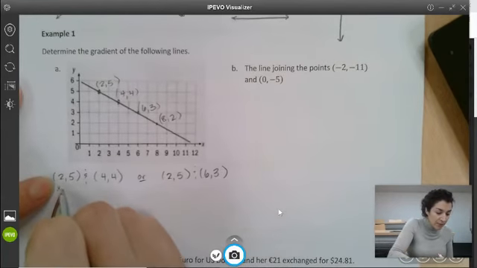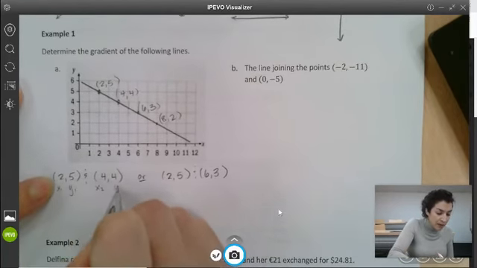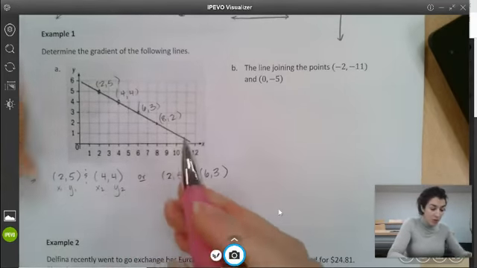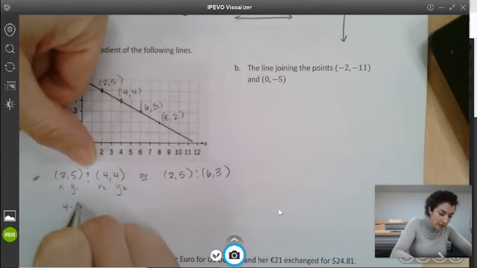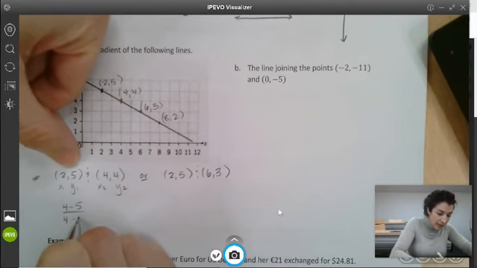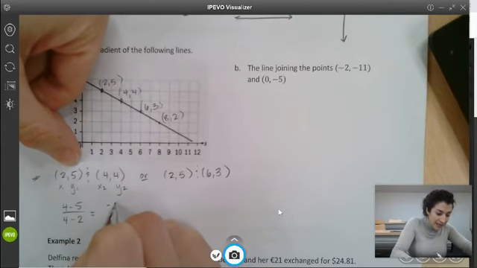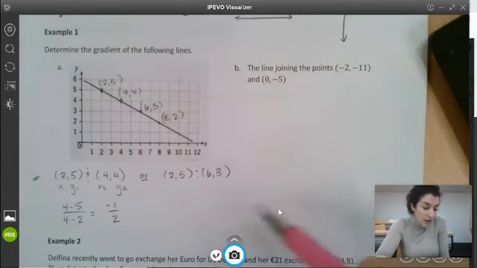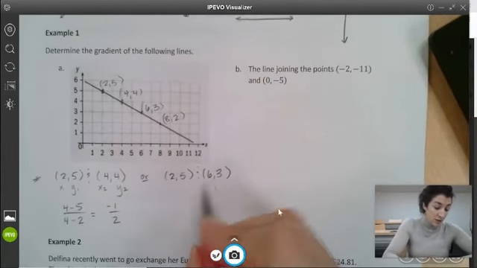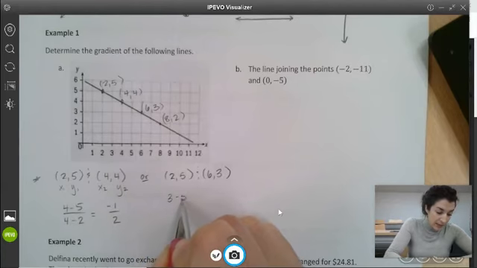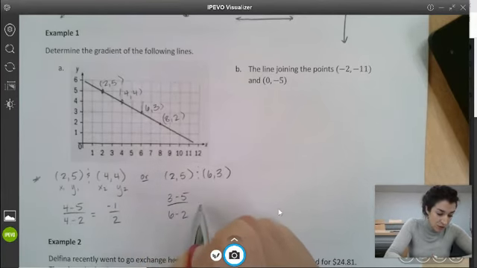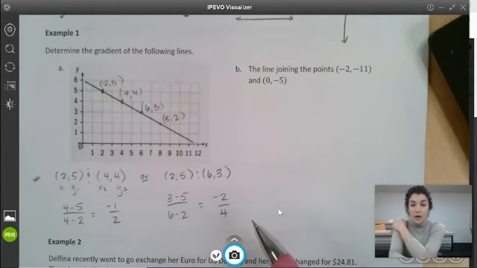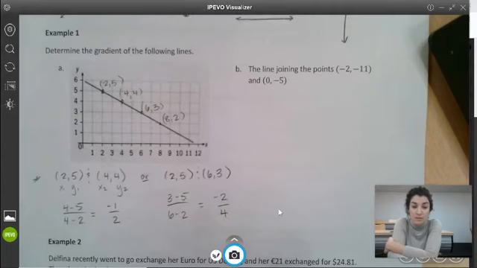So in order to do that, maybe you struggle with plugging values into it. I could always label my values before plugging it into the formula. I know it's y2 minus y1, so that's 4 minus 5 over x2 minus x1. So that would be negative 1/2. And then I could do that over here as well. Maybe I don't need to label, so that would be 3 minus 5 over 6 minus 2, and that's negative 2 over 4. So these are your two fractions, your two slopes before you simplify them.